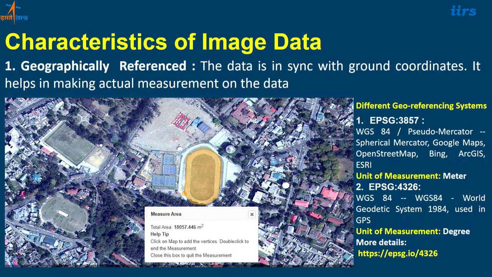Now let us come to the characteristics of this satellite image data set, or the raster data basically. The first one is that it has to be geographically referenced.